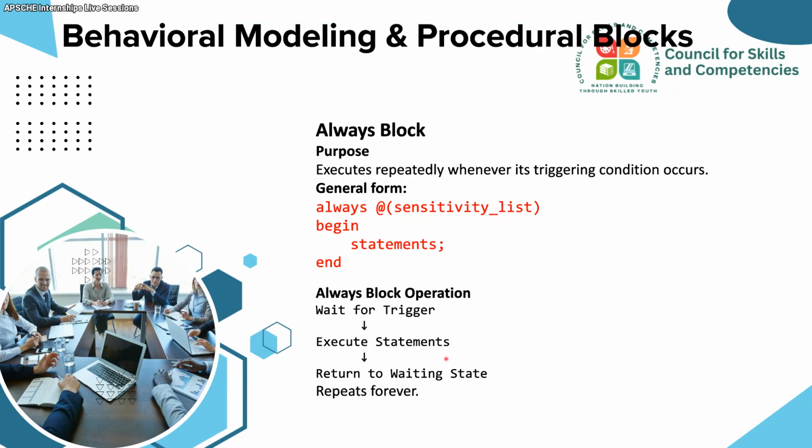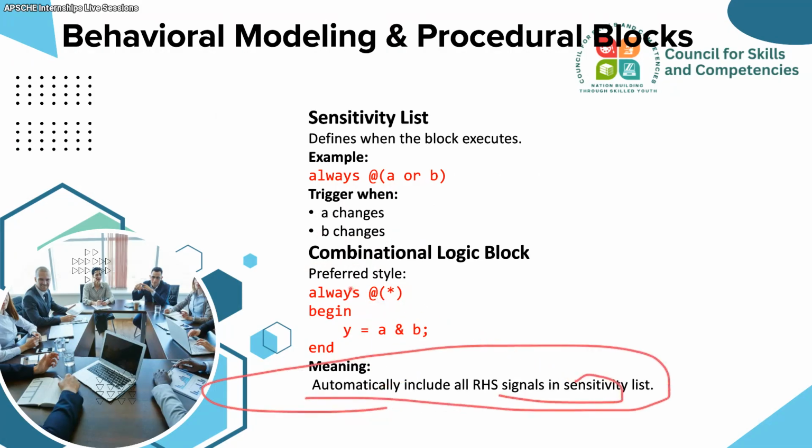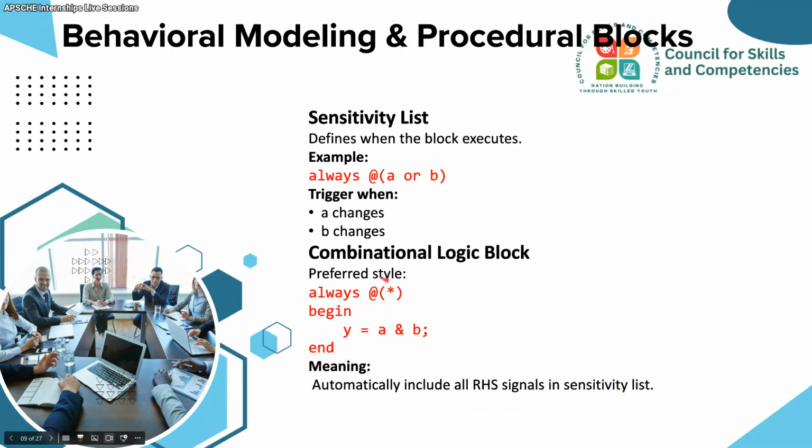The sensitivity list defines when the block executes. If you use A or B, the block triggers when A or B changes. In combinational logic, we prefer the wildcard symbol, the asterisk, which automatically includes all right-hand side signals in the sensitivity list. Whatever signal changes, the block triggers.